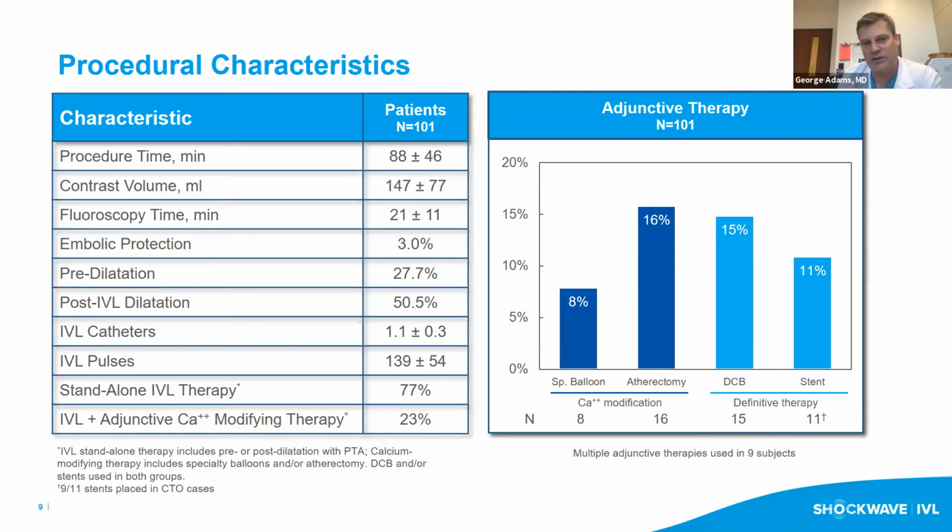In terms of IVL catheters, when we're just looking at devices to prep the vessel and modify the plaque, 77% of the time it was just IVL therapy alone. And then about a quarter of the time, adjunctive calcific modifying therapies were used in addition to IVL. If you look to the right, 8% of that time, it was focal force balloons or specialty balloons, and about 16% of the time, it was atherectomy. In addition, about 15% of the time, drug-coated balloons were used, as well as 11% of the time, a metallic scaffold or stent was placed.